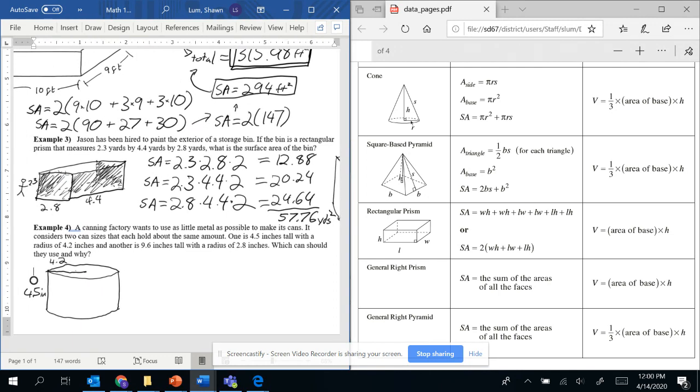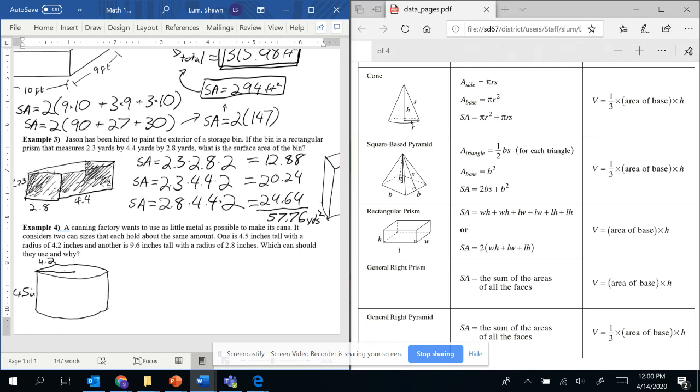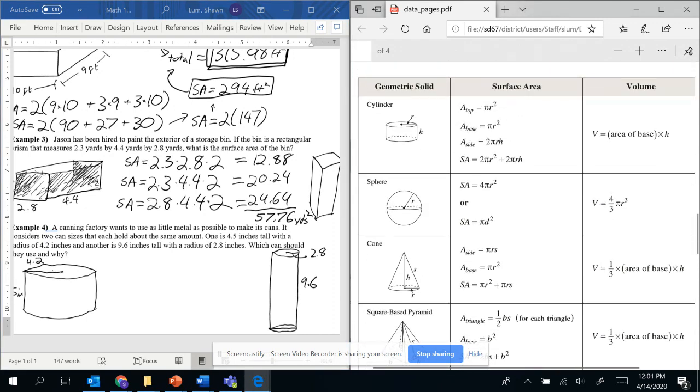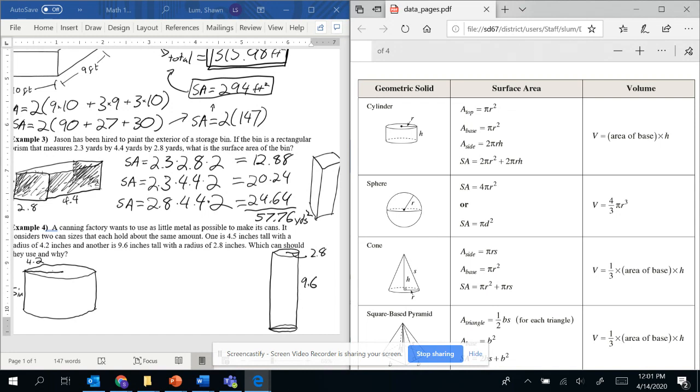And the next can is 9.6 inches tall. So much, much taller. And it has a radius that is much, much more narrow. So this is 9.6, and the radius from here out is 2.8. So we want to see which one has a smaller surface area. So we're going to go up to our cylinder section, and it says surface area for this one is 2 pi r squared plus 2 pi r h.